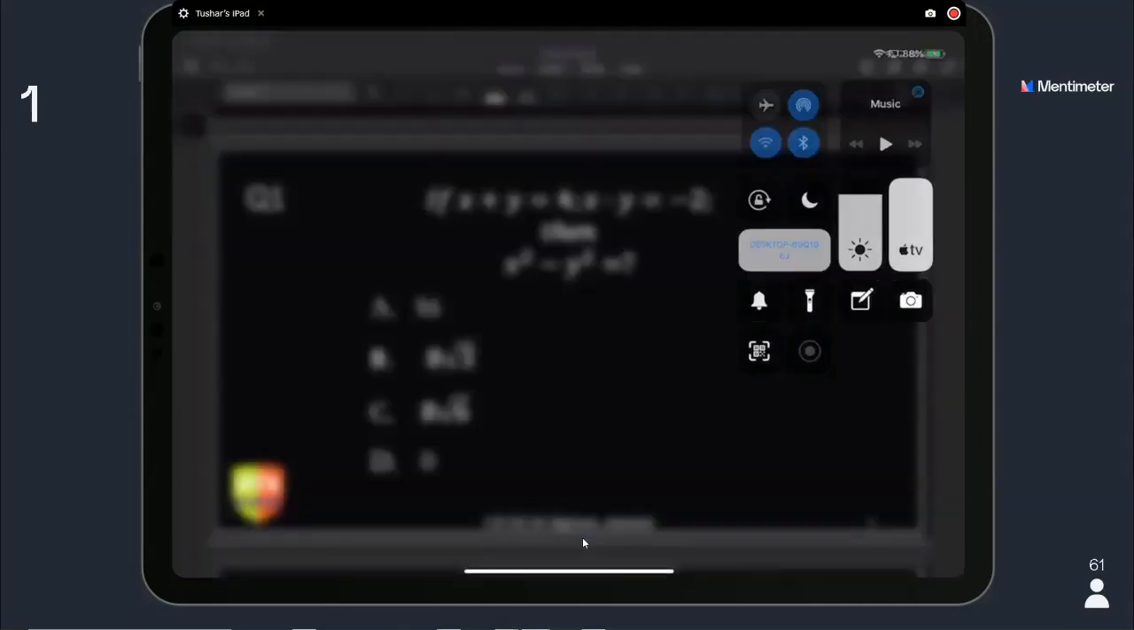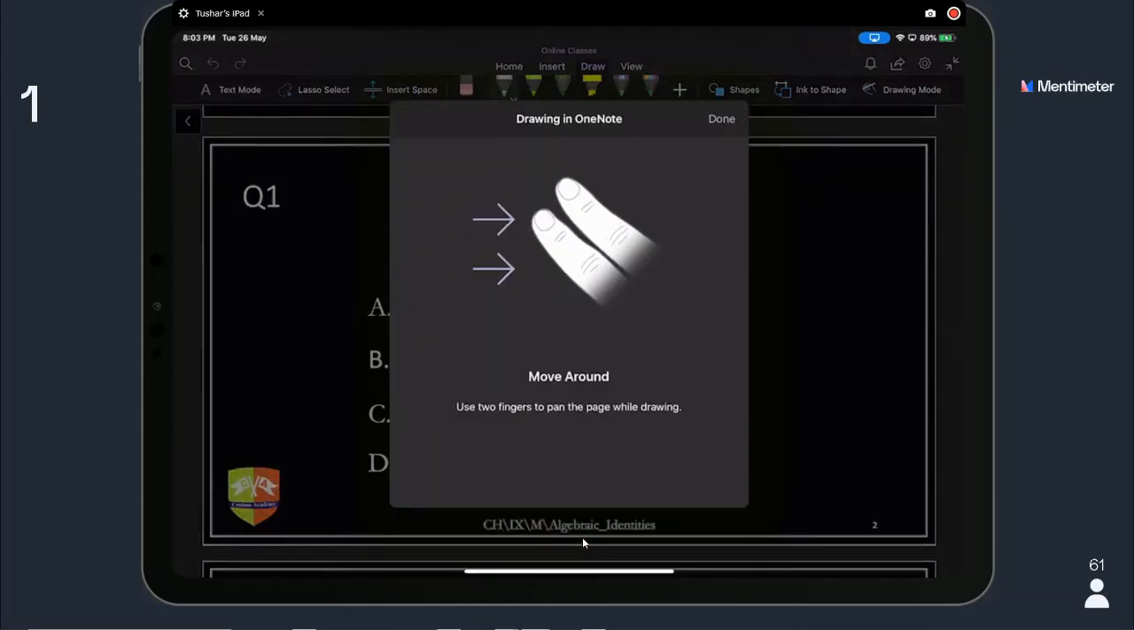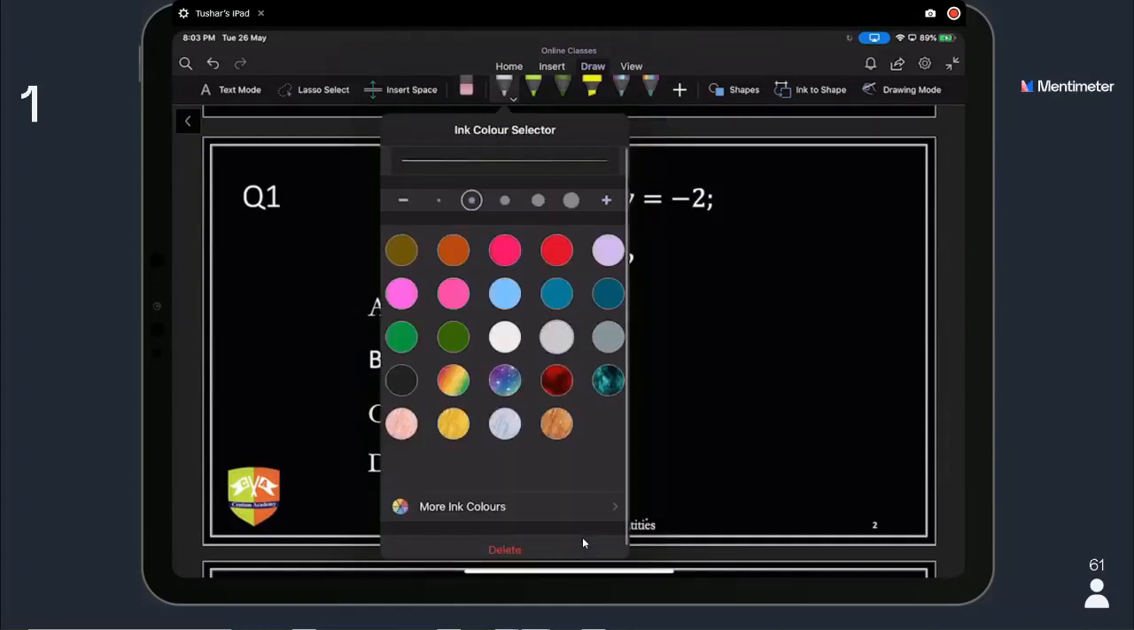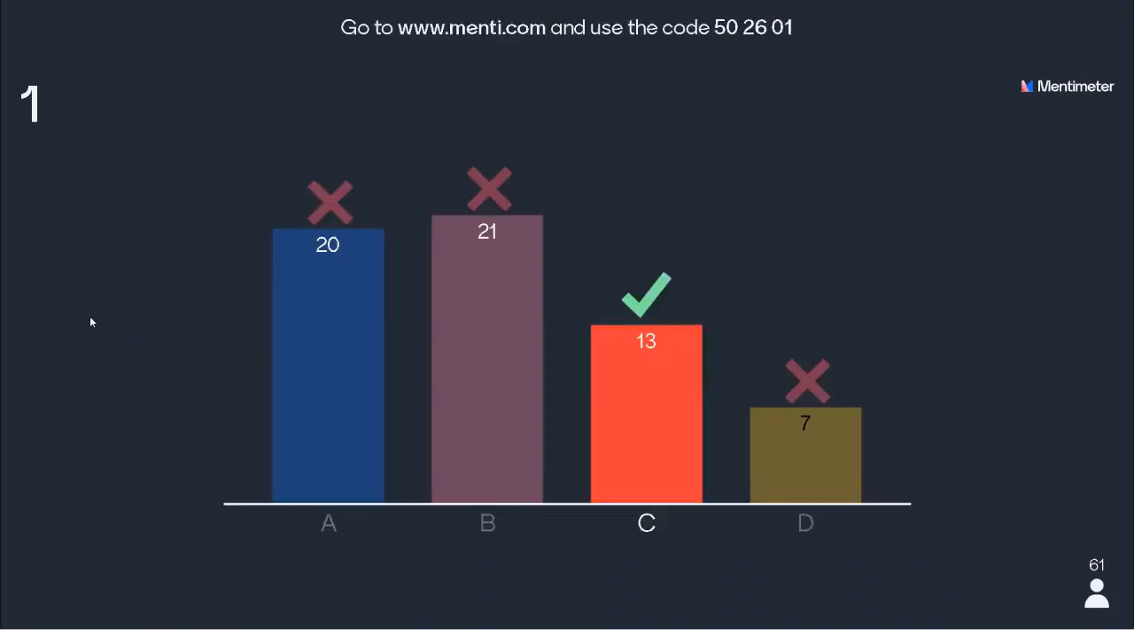Okay, fair enough. So this was the question and it was fairly simple. The moment you should have seen this x square minus y square. Okay, done. So x square minus y square, 8 root 6 is the answer. Oh, I didn't show you the answer. This is the answer. Most of you have got it wrong.